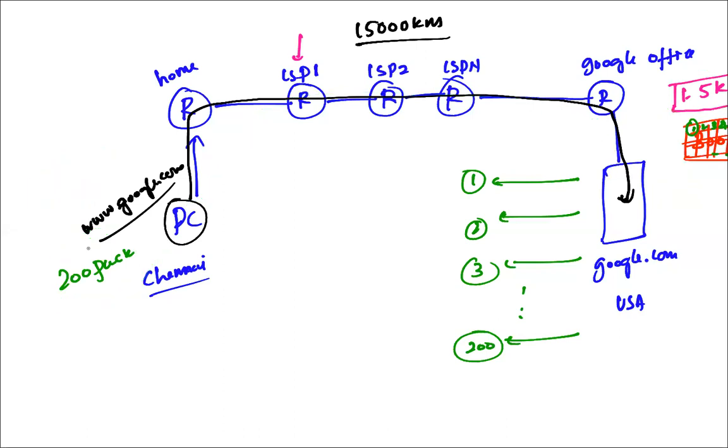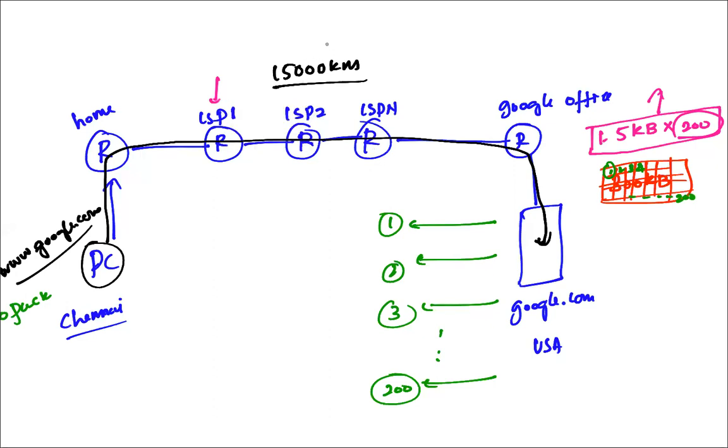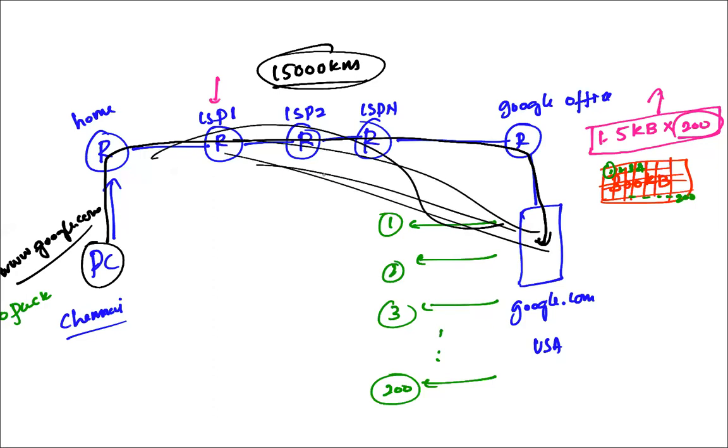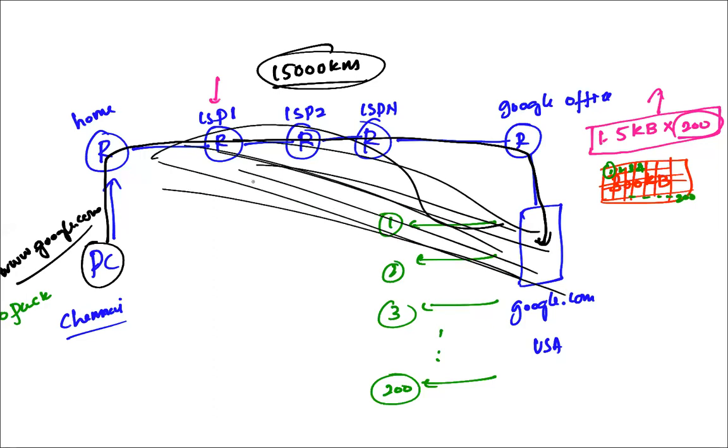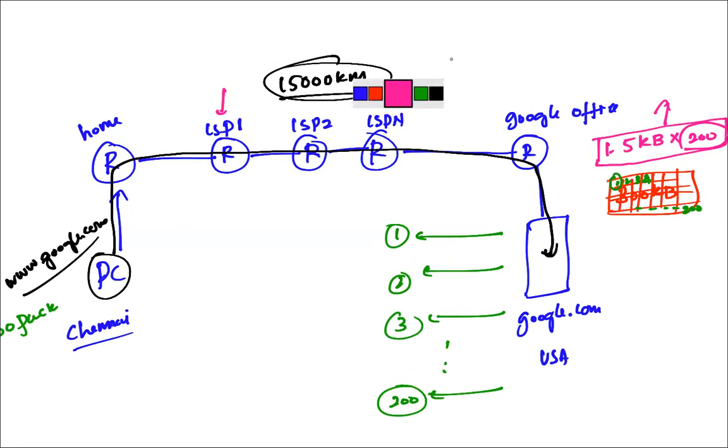Clear? Now, what could be a problem in this case is that the packets have to travel 15,000 kilometers. All the 200 packets are traveling to the Chennai PC, and the distance is 15,000 kilometers. Now there is a chance of packet loss. Since the packets are sent over such a distance, there can be a chance of packet loss, right?